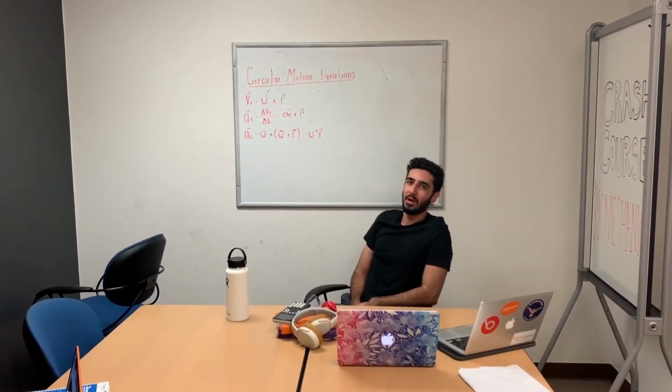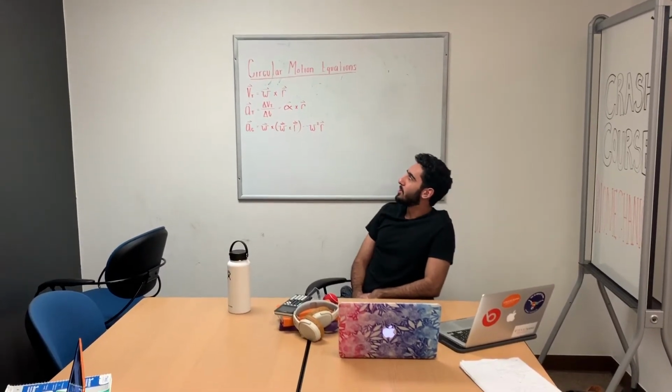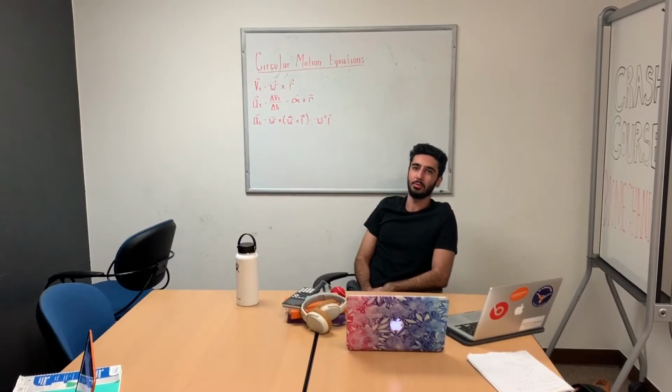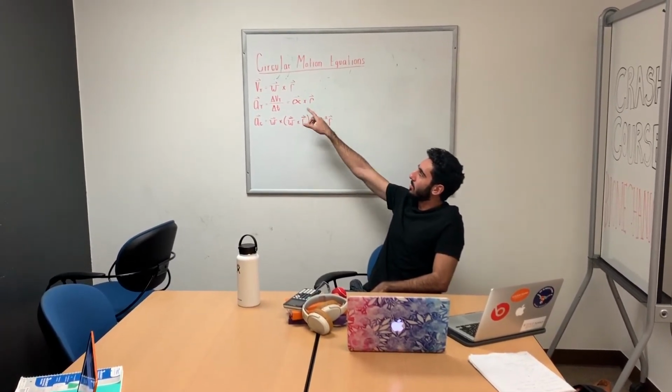We are now going to talk about the three equations that are important when it comes to circular motion. The first equation is tangential velocity, which is velocity measured at any point tangent to a turning wheel. This equation is the first one up here, which is omega cross r.